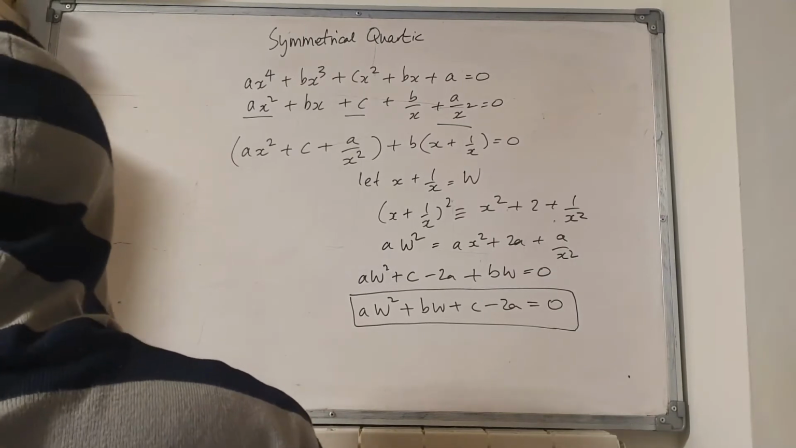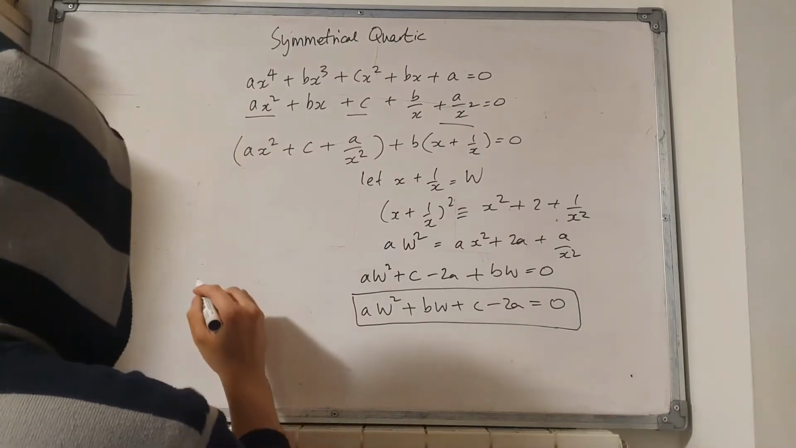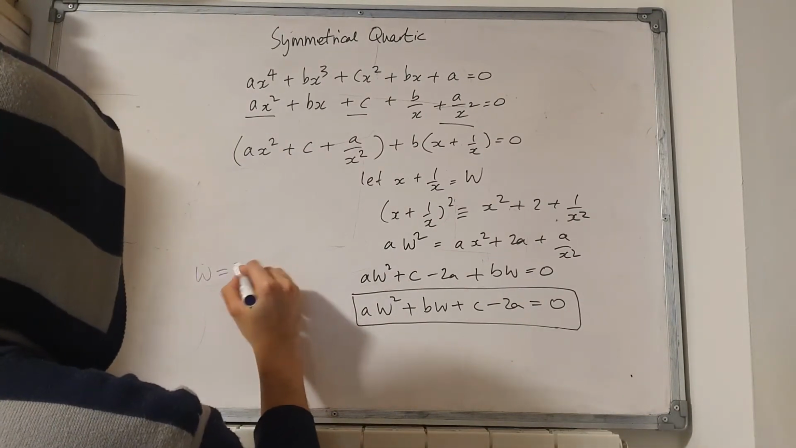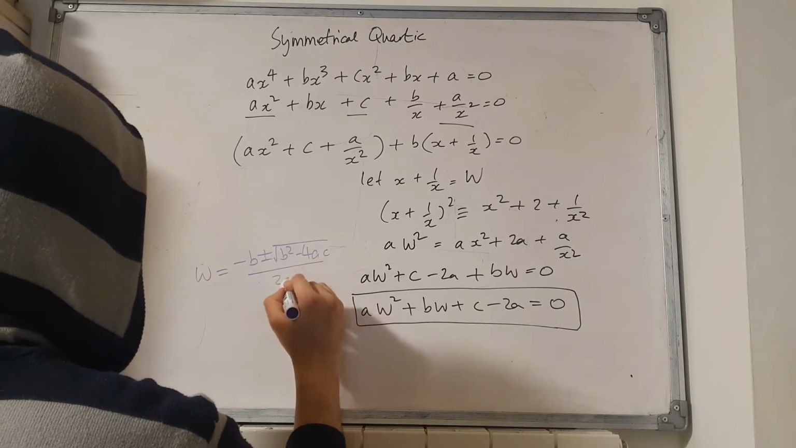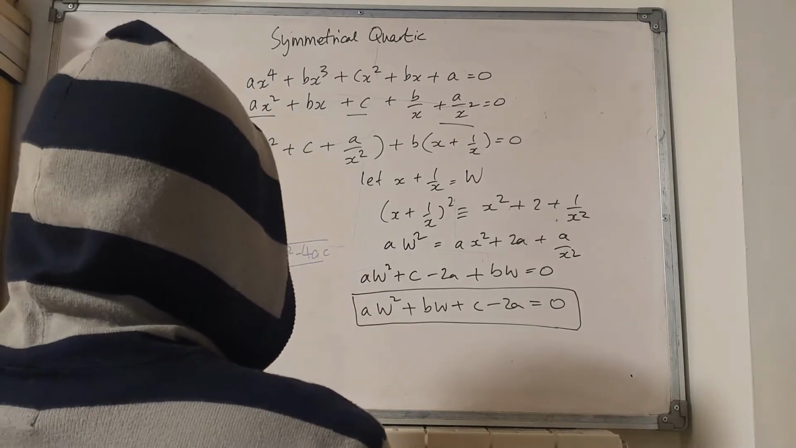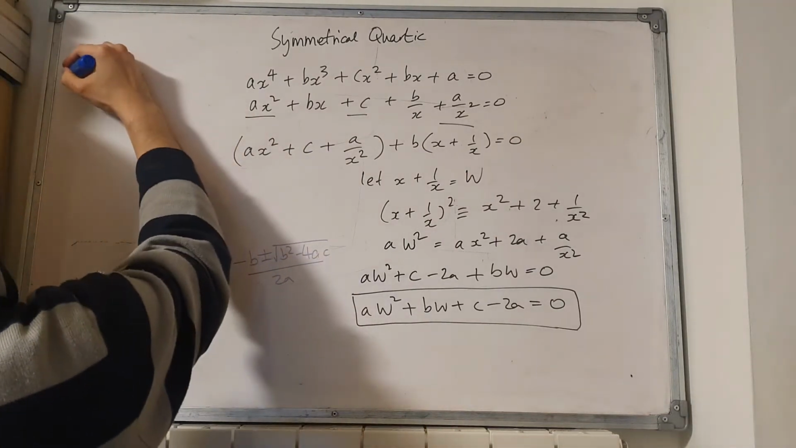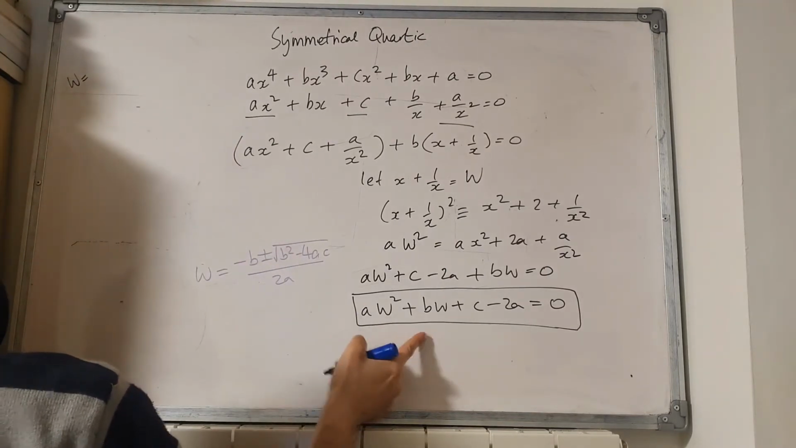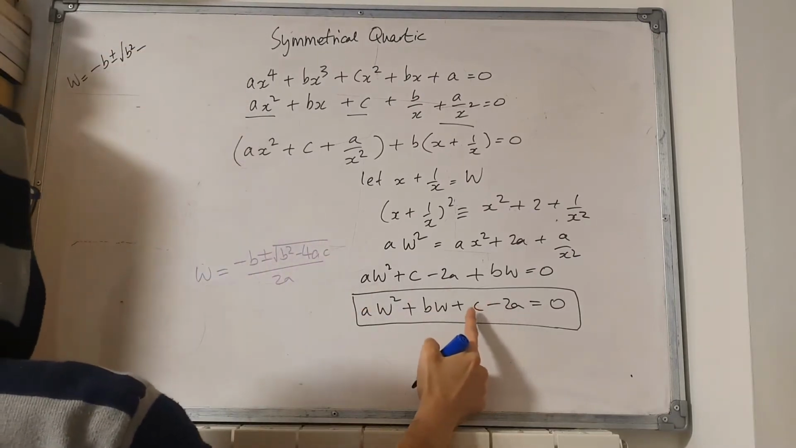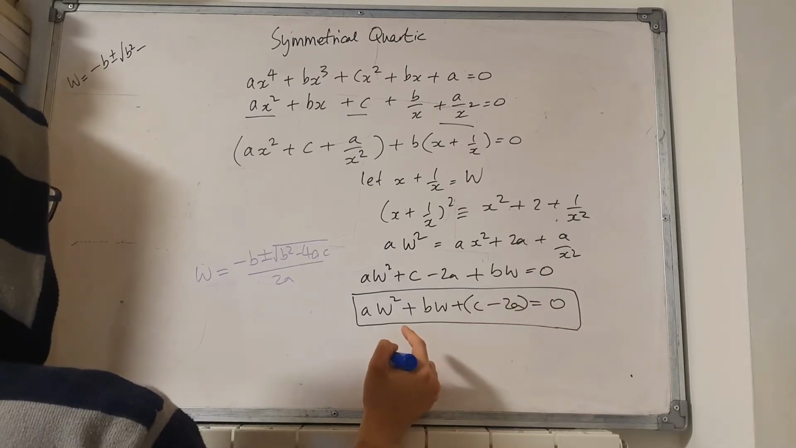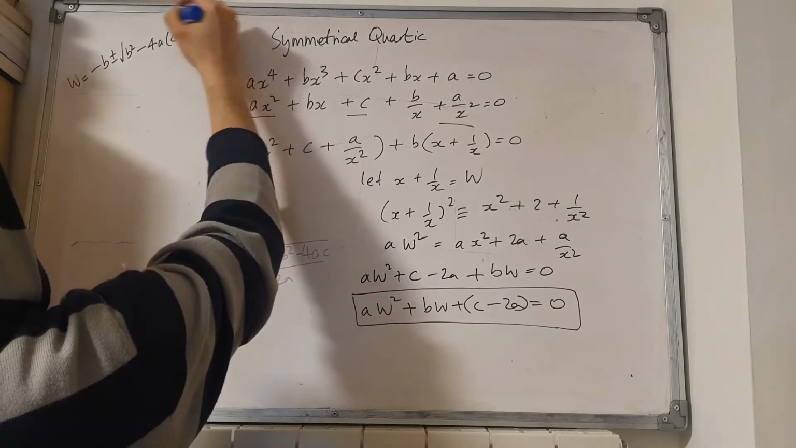Using the quadratic formula, so what's the quadratic formula? w is equal to minus b plus or minus the square root of b squared minus 4ac, all divided by 2a. Let's write this on the left hand side. So w is equal to minus b plus or minus the square root of b squared. Now the constant is just this, so minus 4a times c minus 2a, all divided by 2a.